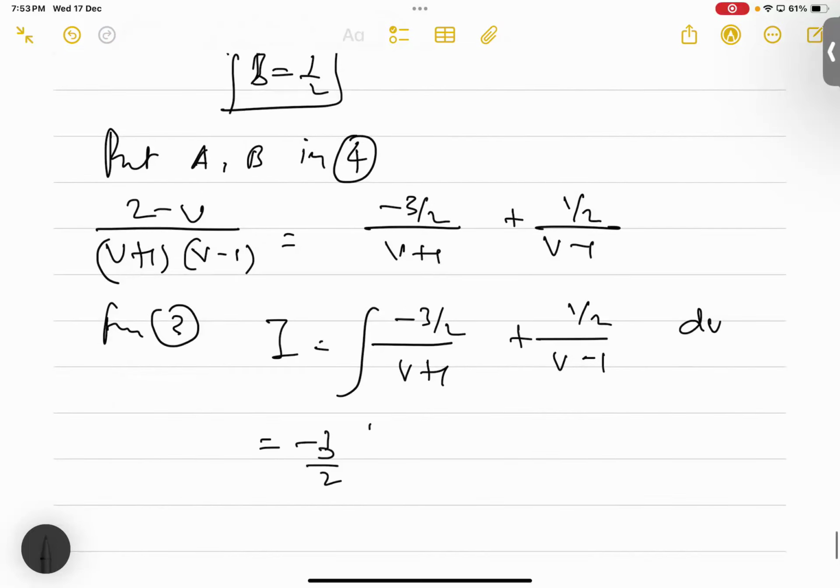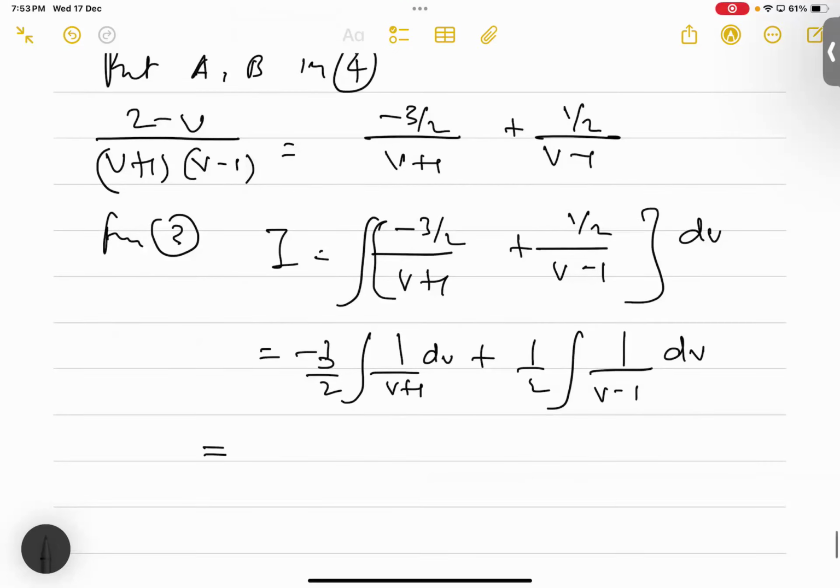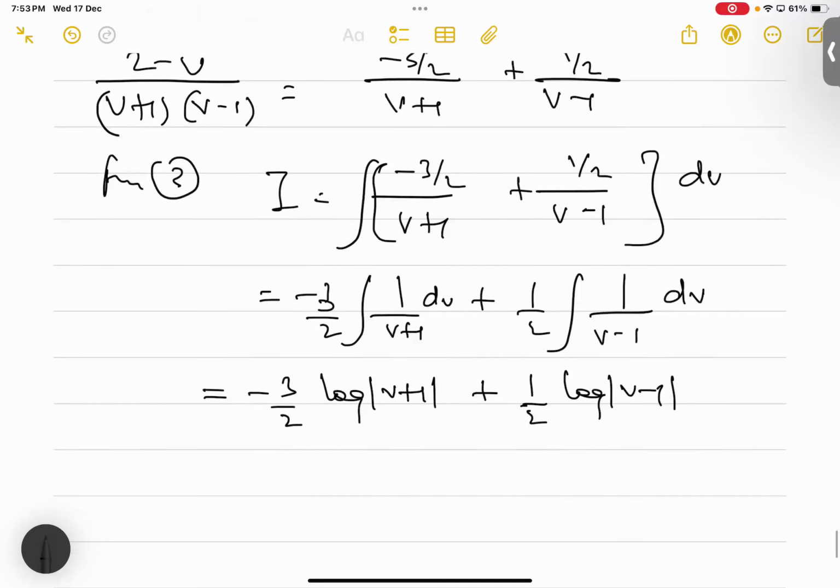Minus 3 by 2 outside, integration of 1 upon V plus 1 dV, individual integration. Half outside, 1 upon V minus 1 dV. 3 by 2 log V plus 1, half log V minus 1 plus C1.